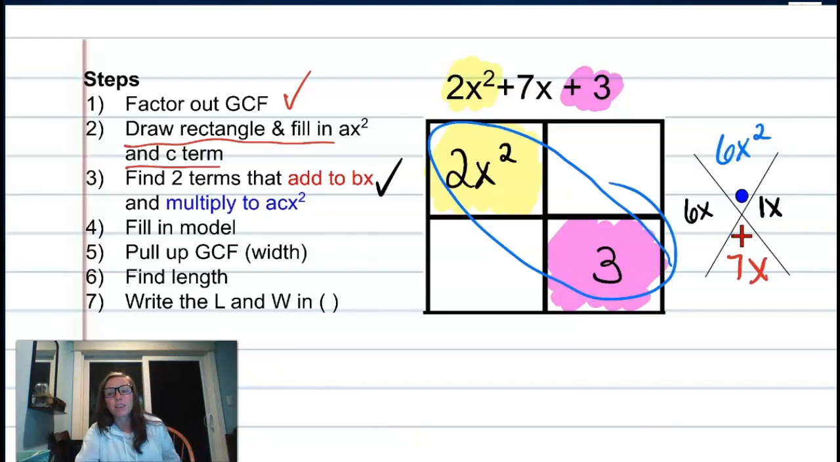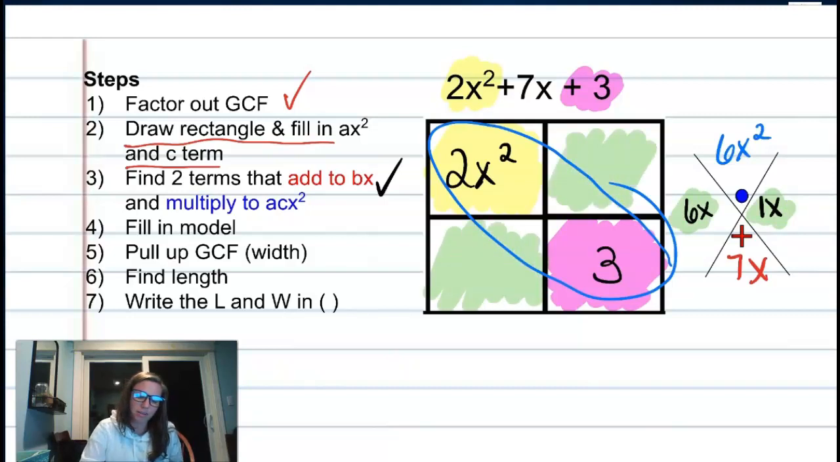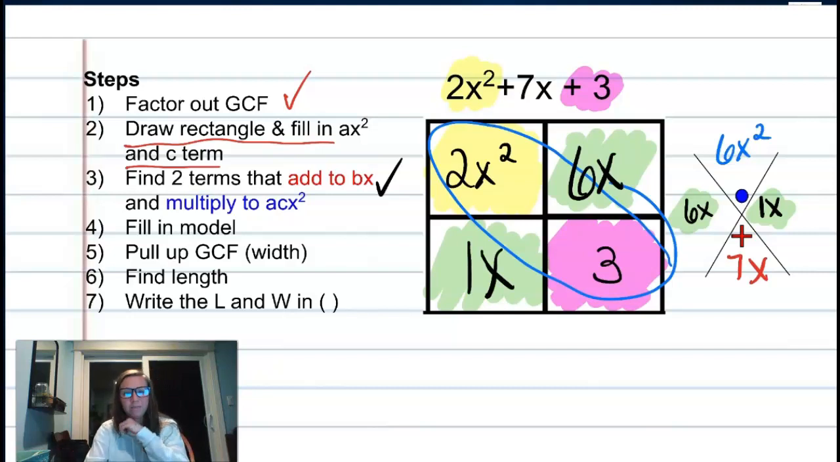Now we're going to fill in these two terms into our area model here. So they're going to go in here and here. And we can fill them in either spot, 6x and 1x, or you can switch it. It can be the other way around. All right, we did that. Boom. All right, now we're going to pull up the GCF.